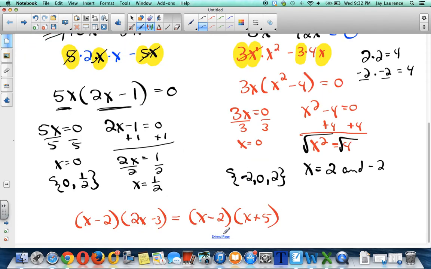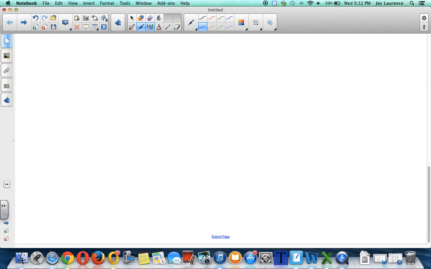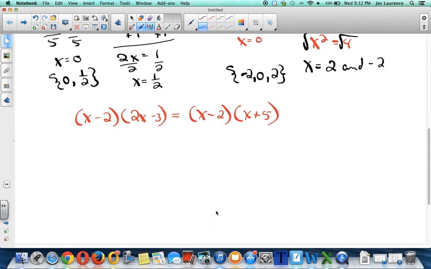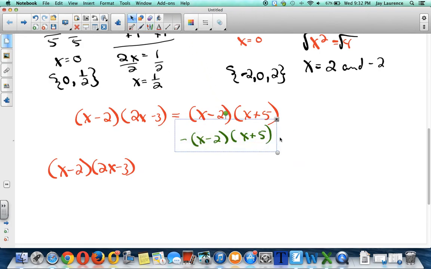All right. One more here. And this one's kind of strange. Now, I'm going to go ahead and subtract this from both sides so that I can set it equal to 0. And like I said, this one's kind of strange. So I'm going to rewrite the x minus 2 as a quantity and the 2x minus 3 as a quantity. And then I mentioned I'm going to subtract that from both sides.